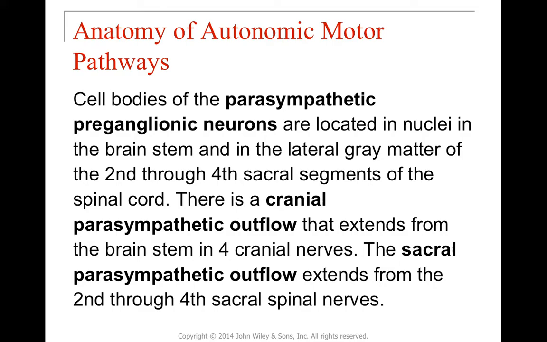Now, the cell bodies of the parasympathetic preganglionic neurons, so in contrast, these are still preganglionic neurons, but they're found in the parasympathetic pathway, and these are going to be located in the brain stem and in the sacral segments of the spinal cord in the lateral gray matter. So there is going to be some cranial parasympathetic outflow that comes from those 4 cranial nerves, and we also have the sacral parasympathetic outflow that extends through the sacral spinal nerves. So unlike the sympathetic division, which is all in one region, thoracic and the 2 lumbar, the parasympathetic is going to be split into the cranial parasympathetic outflow and the sacral parasympathetic outflow.